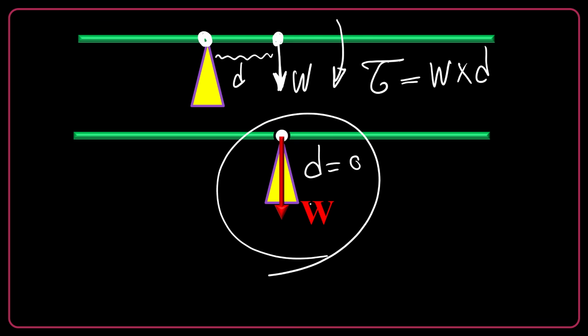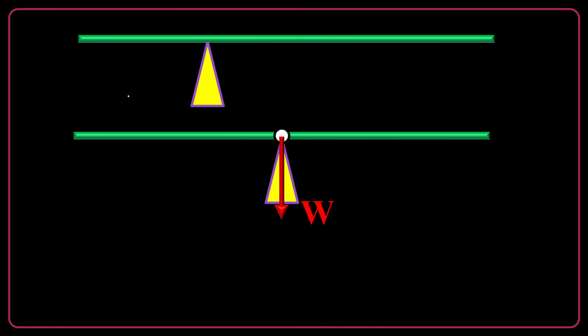d is the separation between the point at which the W is acting and the point at which the support is holding the rod, the center of rotation. There is no torque due to gravity on that object. So it's another property of center of mass.